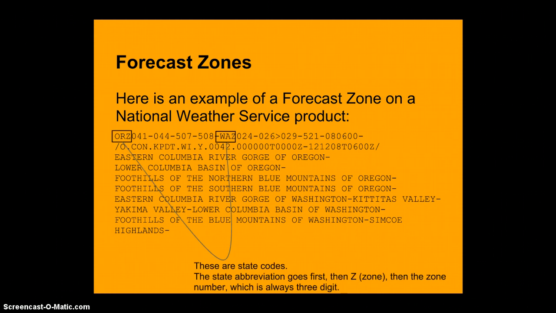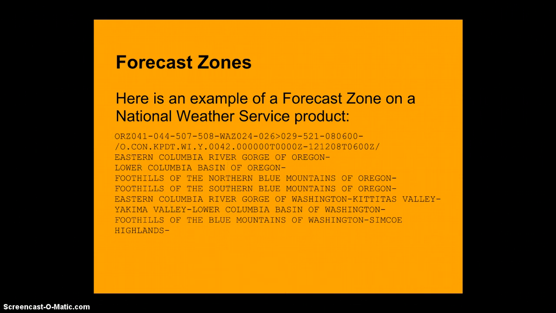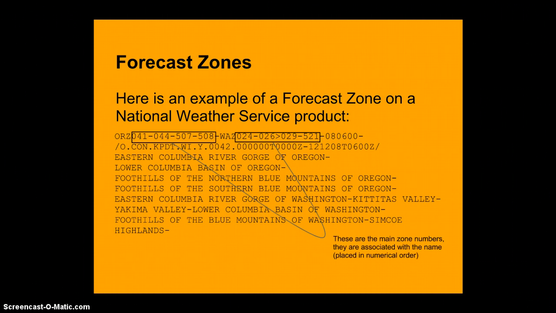ORZ, WAZ are the state codes. The state abbreviation always goes first, then Z, then the zone number, which is always 3 digits, even or odd. So the next one is the main zone numbers. The greater than or less than signs indicate that there are zones in between. So instead of doing like 27, 28, they do it like that.